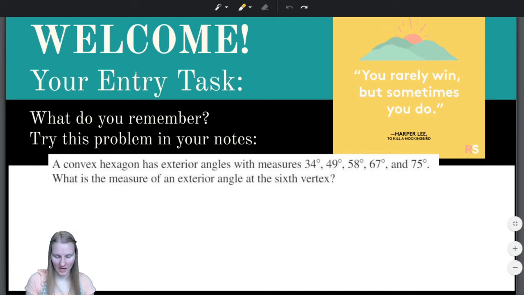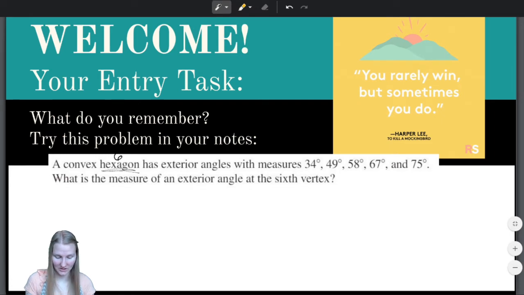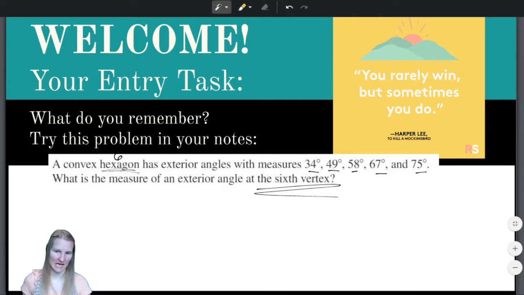Okay, a convex hexagon, that means that we have 6 sides, has exterior angles with measures 34, 49, 58, 67, and 75. What is the measure of an exterior angle at the 6th vertex?